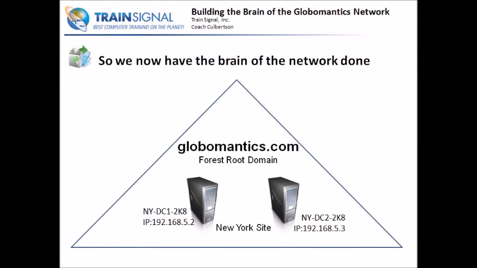All right, so this is what we've built. We've built the brain of our network, and we have built the globalmantics.com domain. We have established two domain controllers that are identical, NYDC1 2K8, NYDC2 2K8. We have renamed the site that these two machines are going to live in, New York site. They are talking to each other. They are able to communicate changes back and forth, so they share duplicate copies of the database. And not only that, they also can utilize each other's DNS servers for stuff that they need to find over the network. So you know what? We've got a great start here.